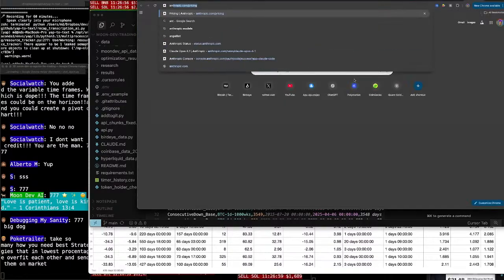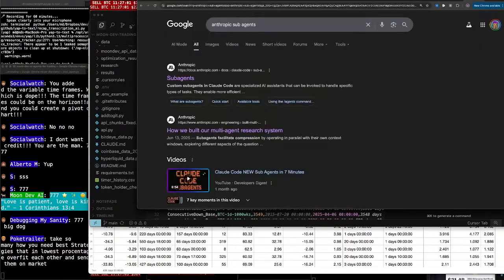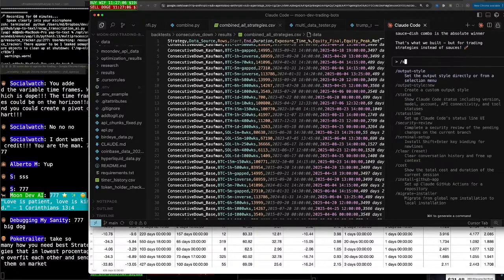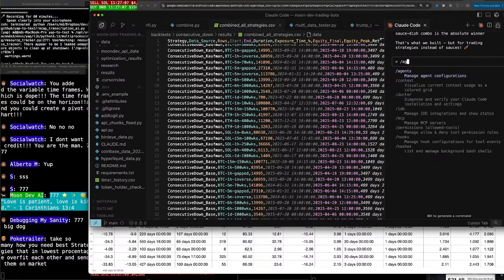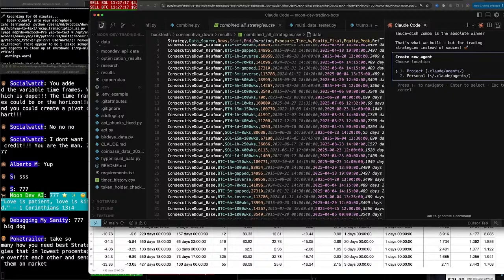Anthropic subagents. And let's go ahead and say subagents here, maybe. Agents. Okay, that's how you do it. Create new agent. Okay, I'm going to say create new agent. Okay, create new agent, personal or project. I want it personal. Create with Claude, sure thing.